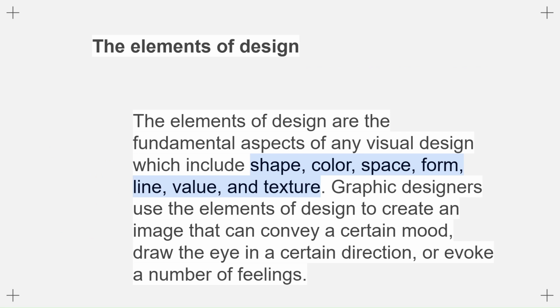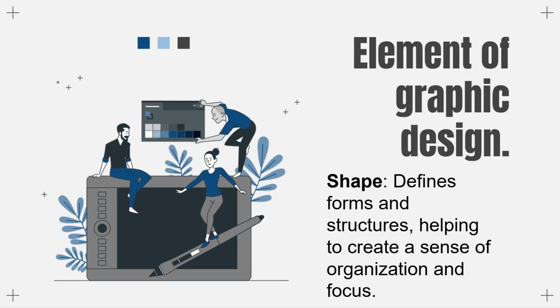The elements of graphic design. The elements of design are the fundamental aspects of any visual design, which include shape, color, space, form, line, value, and texture. Graphic designers use the elements of design to create an image that can convey a certain mood, draw the eye in a certain direction, or evoke a number of feelings.